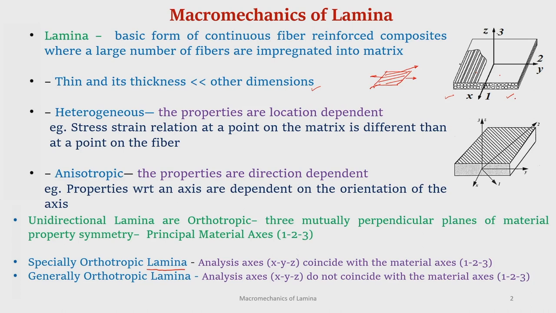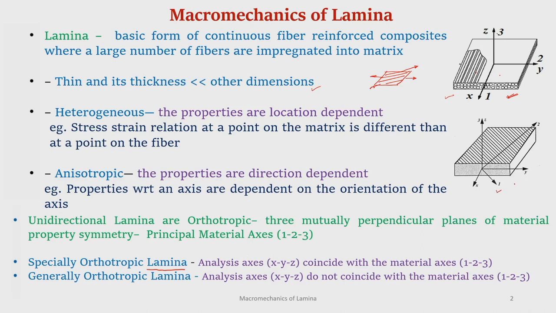Now, there are cases when the loading axis or the analysis axis do not coincide with the axis of orthotropy. This type of laminate is generally called a generally orthotropic lamina, unlike this one, which is specially orthotropic. If x, y, z coincides with 1, 2, 3, the directions of orthotropy, then characterizing the stresses and strains with respect to x, y, z gives a specially orthotropic lamina. And if it is not, then it is a generally orthotropic lamina.